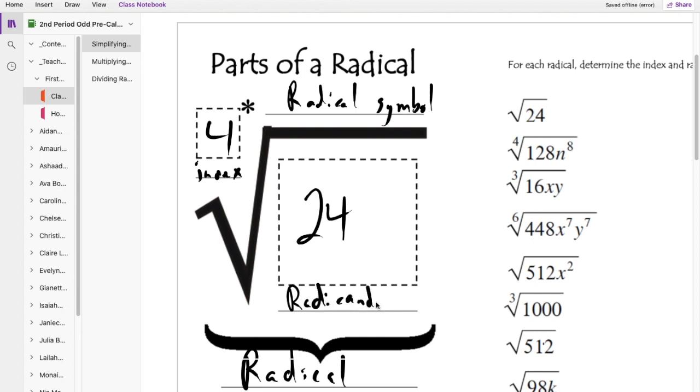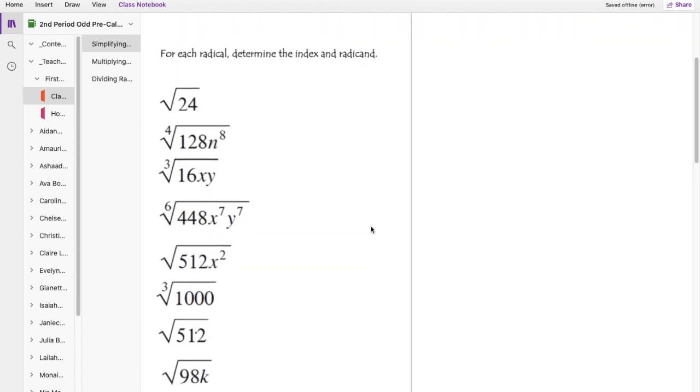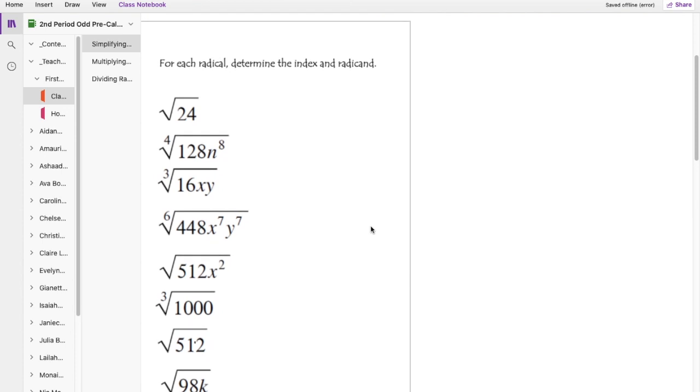So the goal of this is to get rid of any perfect squares, perfect cubes, etc., depending on whatever our index may be, where our radicand no longer has any of those numbers that can just move out. So let's do some examples. So we're going to start a little bit easy. We're going to start with the square root of 24, and we are going to simplify this.